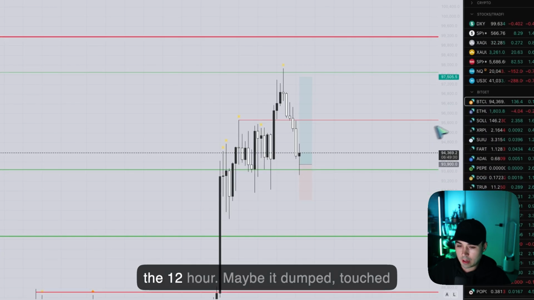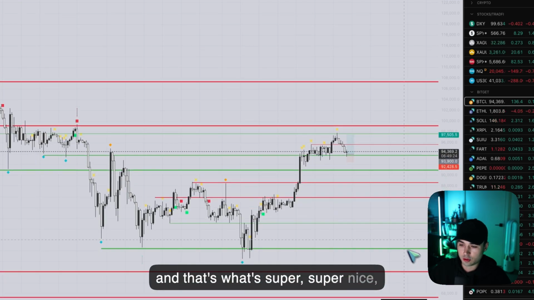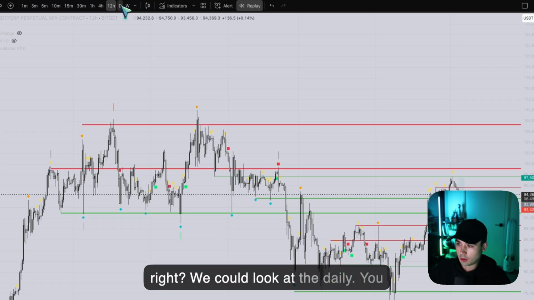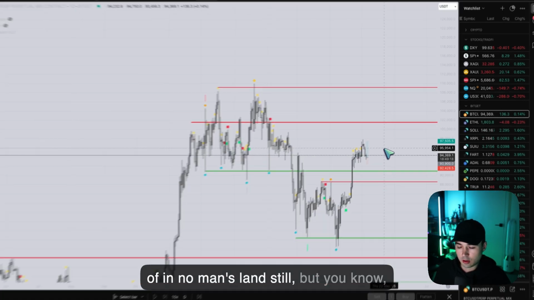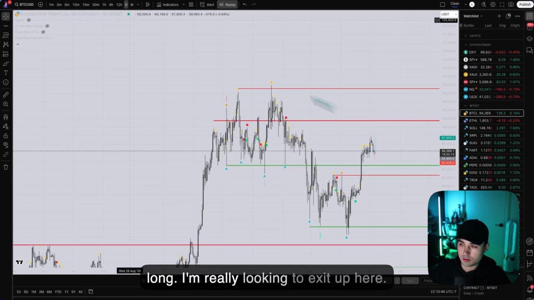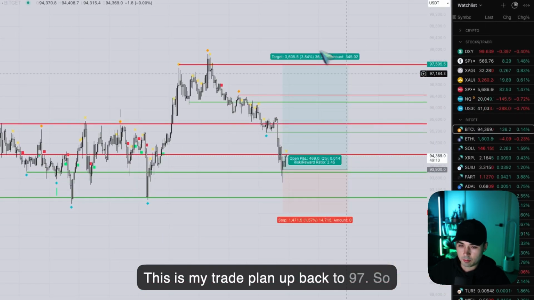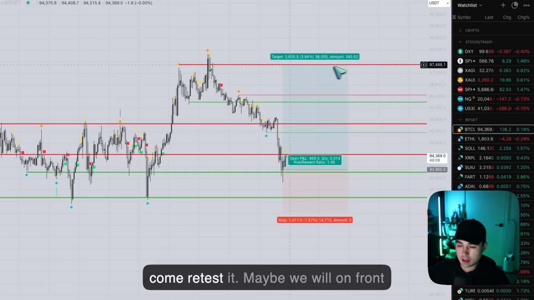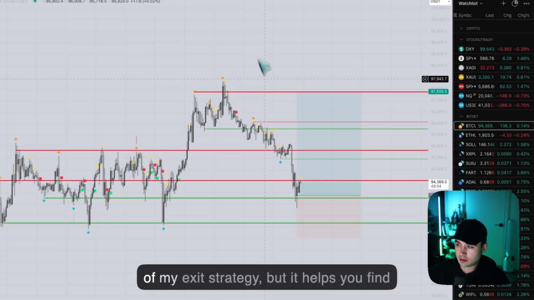I was ready to go. And we could look at the 12 hour, see it dumped, touched the 12 hour as well. And we're just finding confluence between the levels, and that's what's super, super nice, right? We could look at the daily. You could see that in the daily we're kind of in no man's land still, but I'm not looking to stay in it for that long. I'm really looking to exit up here. This is my trade plan, up back to 97. So come retest it. Maybe we will front run the retest a little bit. So that's kind of my exit strategy.